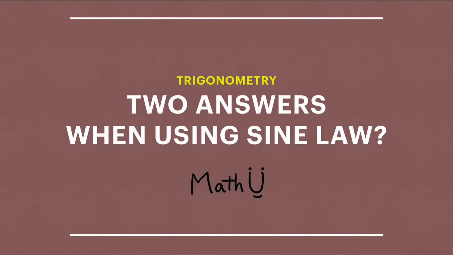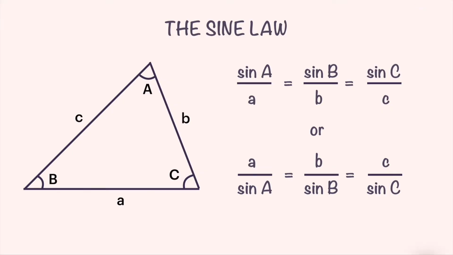Hello, I'm Matthew, and today I'll teach you about the special cases when you have to take two answers from the sine law. The sine law is very useful for solving triangles. It works not only for right triangles but for all kinds, and it can be used to solve for both angles and sides. The sine law can be written in two ways, as you can see from the screen.